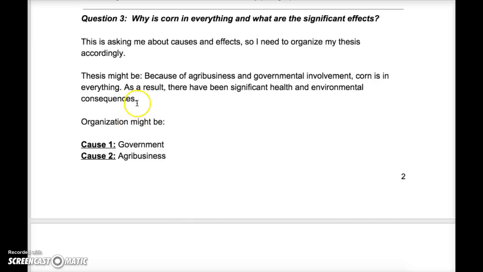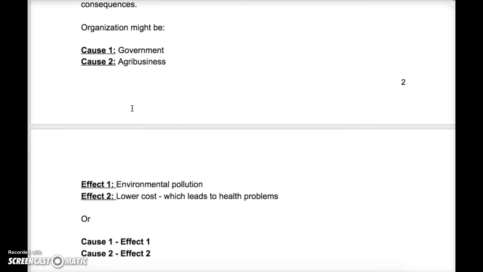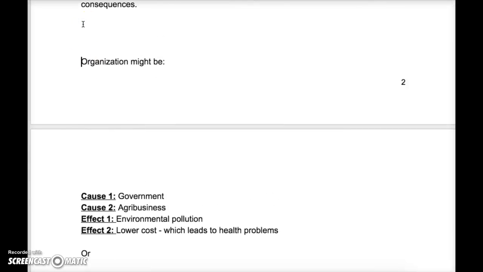My thesis might be, therefore, because of agribusiness and government involvement, corn is in everything, and as a result, there are significant health and environmental consequences. So I've got the causes. It's asking me for causes and effects, and here are the effects. And there's specific language for cause effect, and you want to use that, right? Consequently, as a result. There are a lot of resources, some of which you posted on the forum, that provide you templates. So my organization then might be, let's move this to one page.